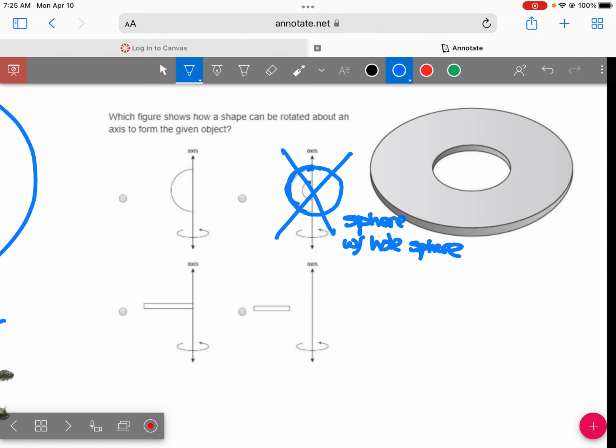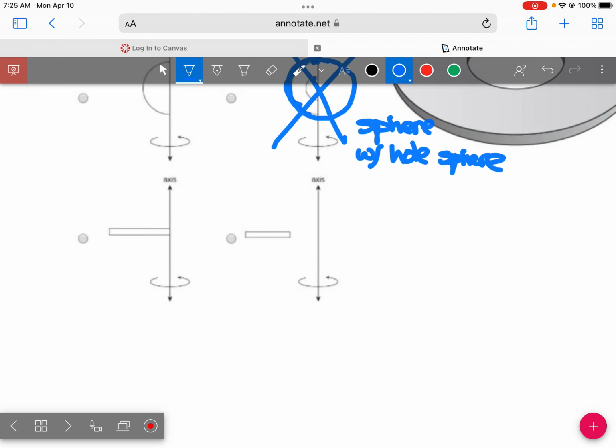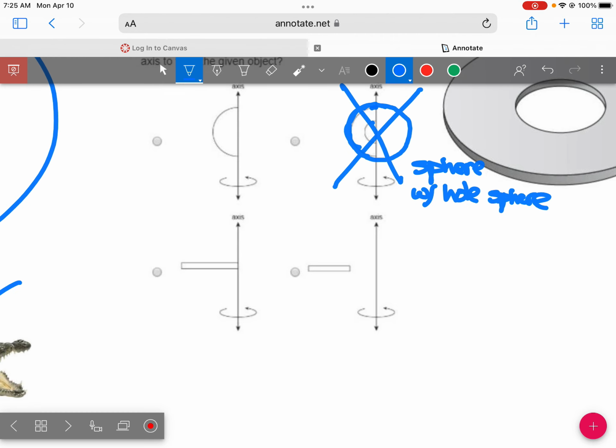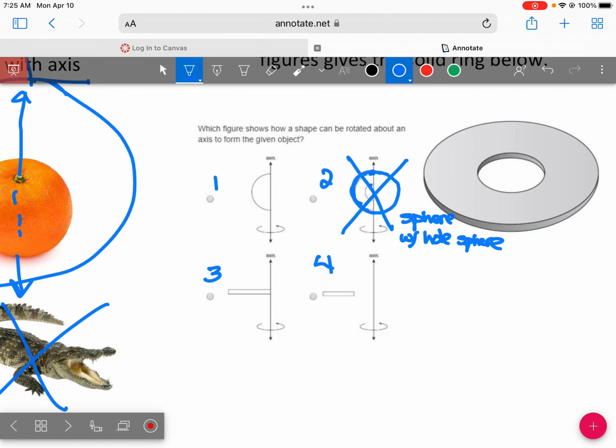Anybody else? C? Let's see. Which one is C? Okay, here. Let's do this. 3. All right, let's take a look at this. So if I rotate that around, that's kind of like a very thin rectangle, right? If I rotate it around, you're right, it is going to be circular, but is there any hole in the middle? No. So there's no hole in the middle to show the hole in the middle of the washer. So I don't think it's going to be 3.